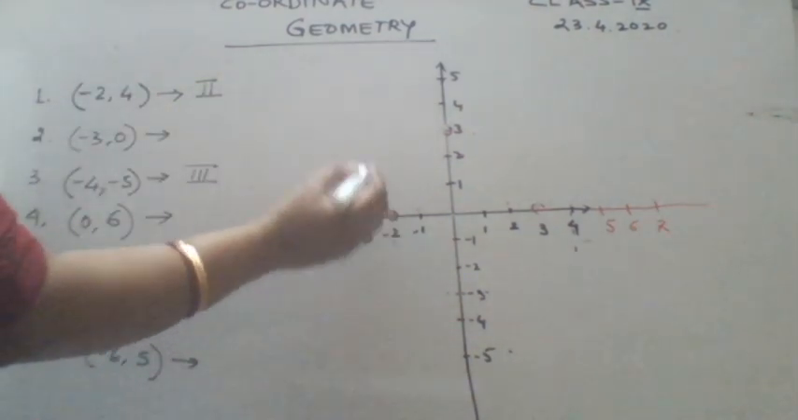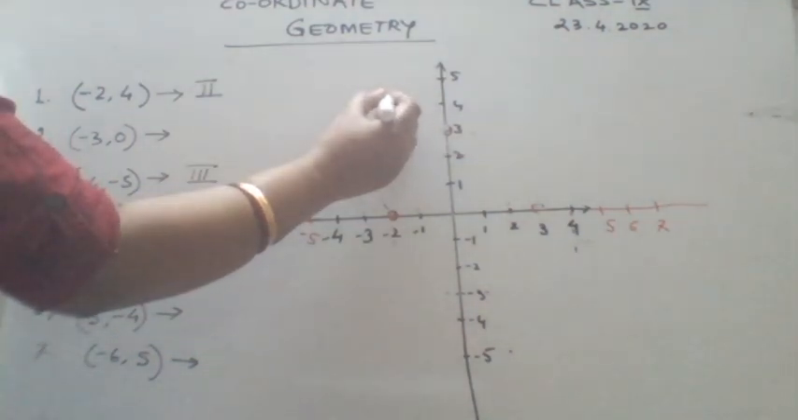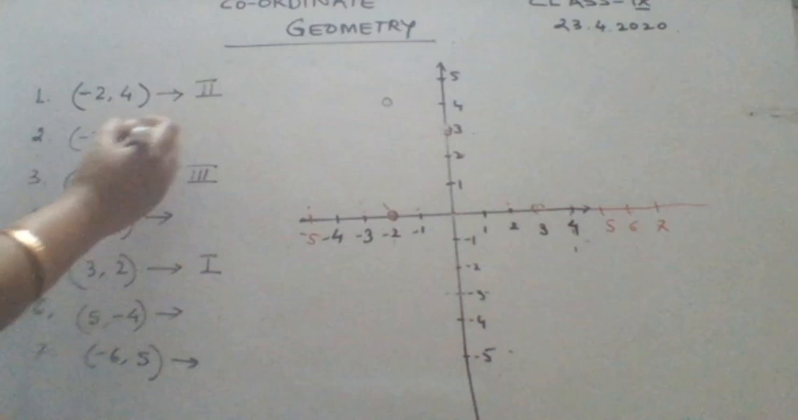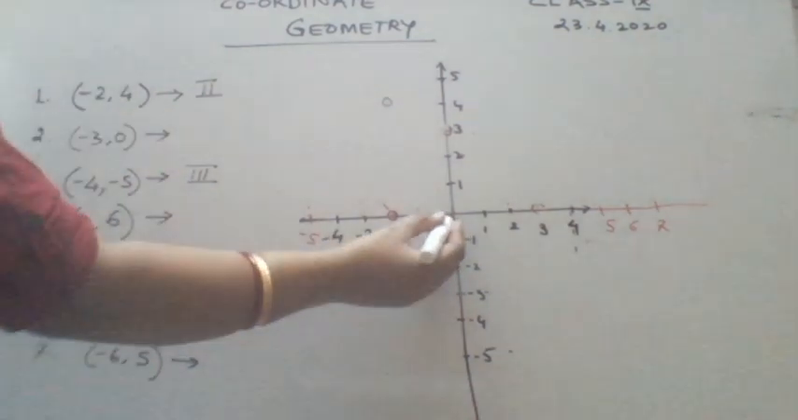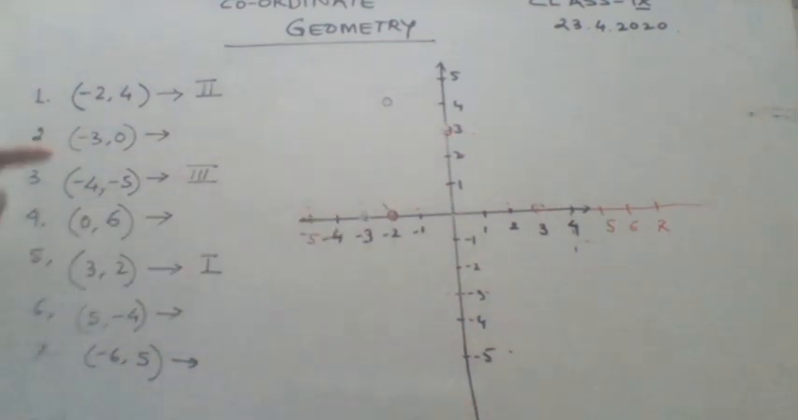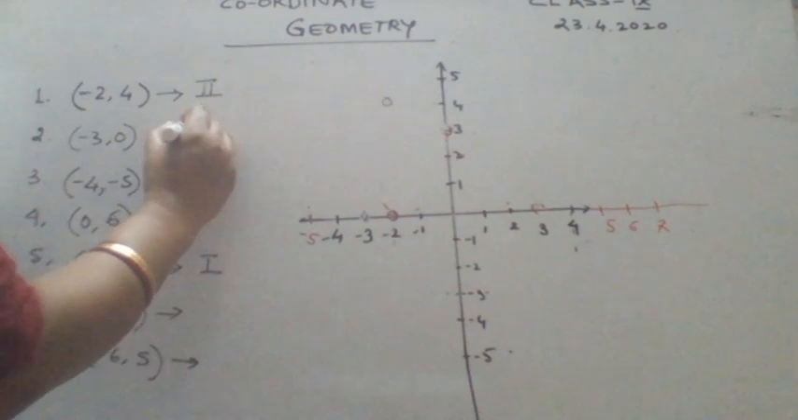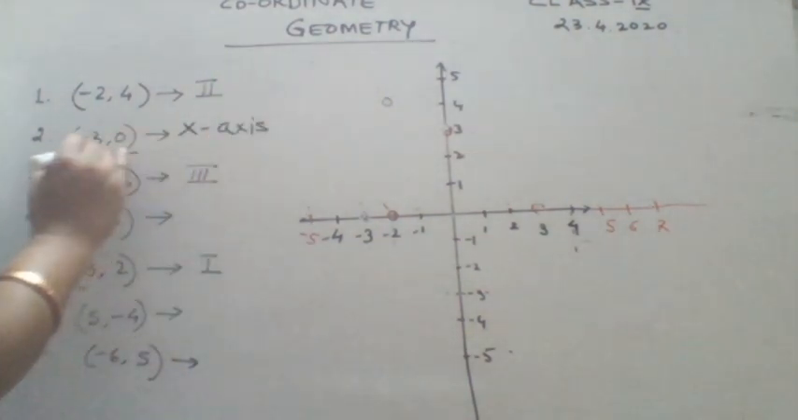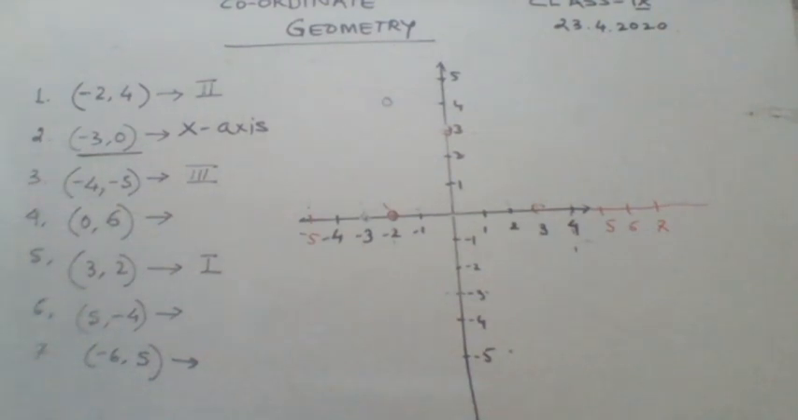The first one is negative and positive. Minus 2 and 4. Yes, this point belongs to the second quadrant. This is first and this one is second. Minus 3 comma 0. This is x is minus 3 and y is 0. My dear student, this is neither in first, second, third or fourth. This point lies on the x-axis. Please mind it. This is no quadrant. This is not lying in any quadrant. This is lying on the x-axis.